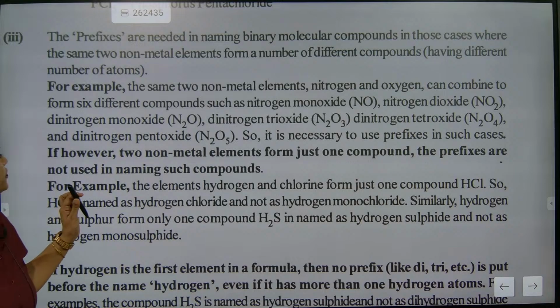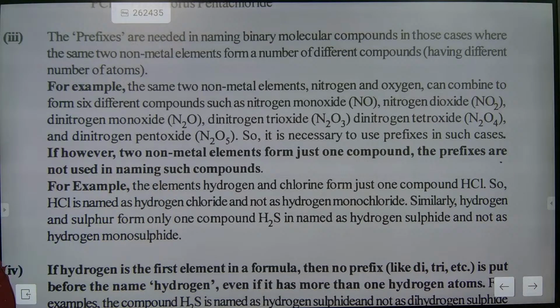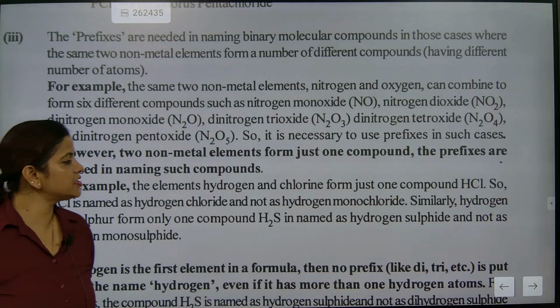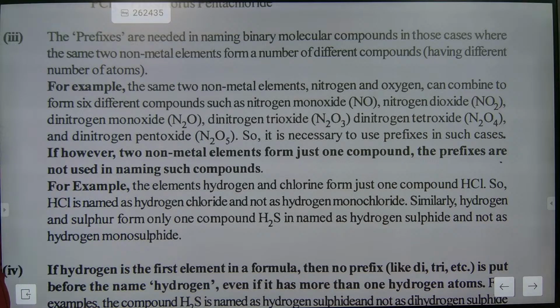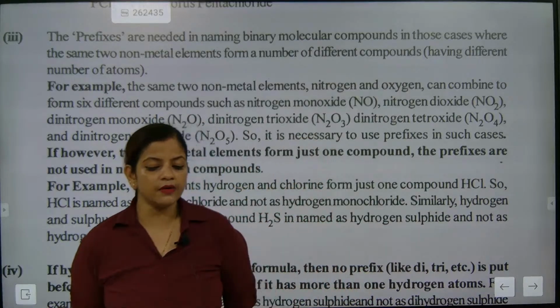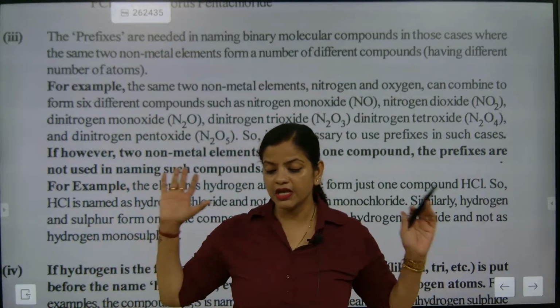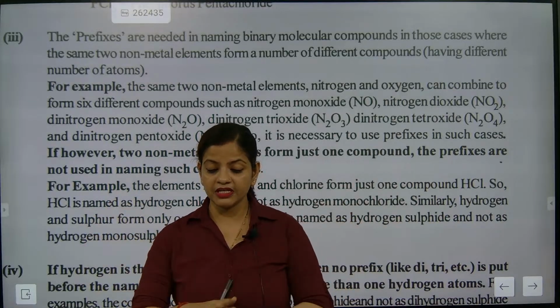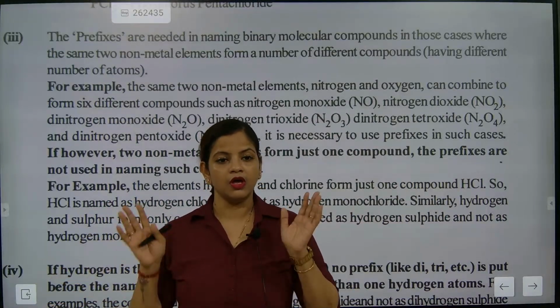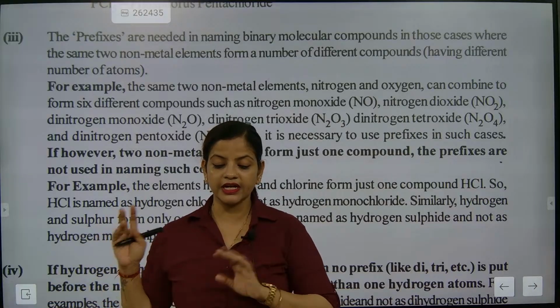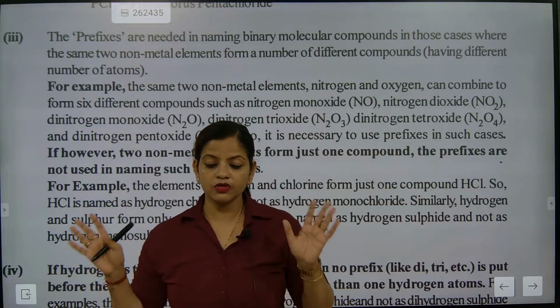So take care of this. If two non-metal elements form just one compound, the prefix is not used in naming such a compound. Only one compound is made, so the prefix is not used, as in H2S. Nitrogen and oxygen make many compounds, so a single compound is not there. Magnesium and chlorine do not make many compounds, only one, magnesium chloride. So we cannot say dimagnesium or trimagnesium, because only one is there.